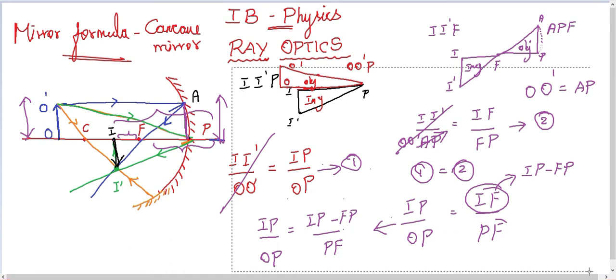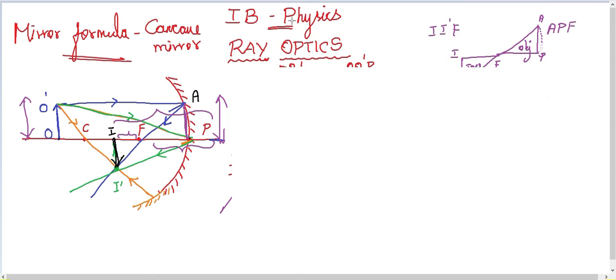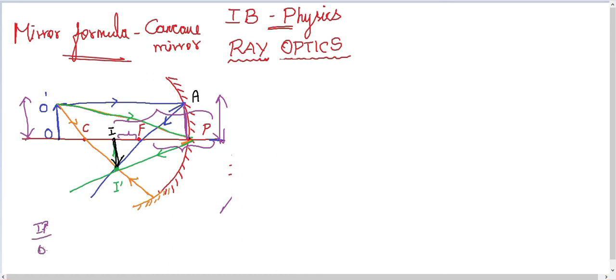I'm going to clear the whole screen. Okay, I think you are clear till now. Fine. So, what was the last equation we have written? I forgot to note it down also. IP divided by OP is equal to IP minus FP divided by PF, right? So this is the thing.